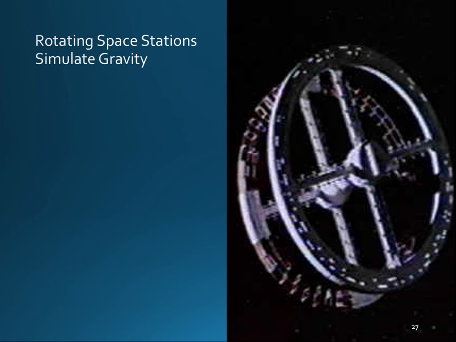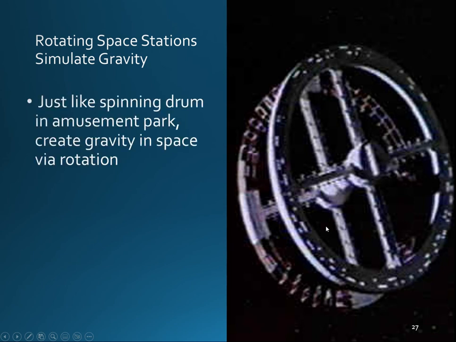Looking next at rotating space stations and how they might simulate gravity. So the International Space Station does not rotate. This is a picture from Space Odyssey 2001. But the idea is to create a space station that looks like this, that would spin, similar like a bike tire. So based off of this axis in the center, your offices or cubicles or whatever would be in this outer rim. And just like spinning a spinning drum in an amusement park, it would create gravity in space via rotation.